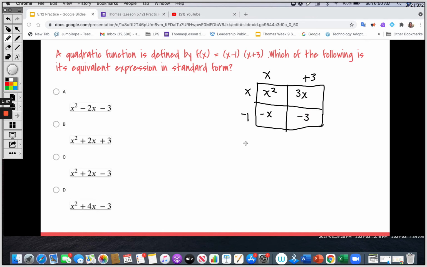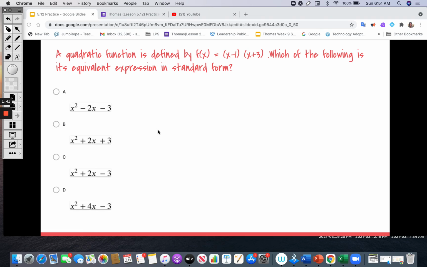When we combine those and simplify, that's going to be x squared plus 3x minus 1x minus 3. We're going to combine like terms, which is going to be that 3x and that 1x. So when simplified, that will become x squared plus 2x minus 3. And from the looks of it, that's going to be option C. So we know that our response is supposed to be option C. That's going to be the equivalent expression in standard form.